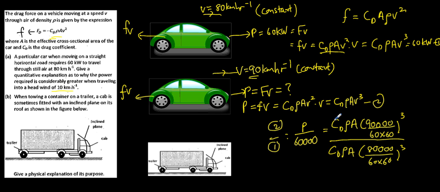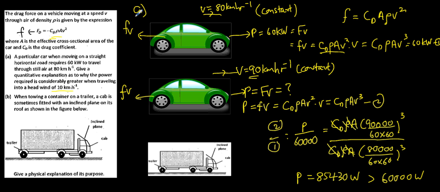Now do some calculation. The drag coefficient CD is the same, so we can cancel it. The density of the air is also the same, so cancel. We are using the same car, so the cross-sectional area is also the same, cancel. So just divide them accordingly. The power you will get is approximately 85430 watt, which is much greater than the 60,000 watts. That's how we solve part A.